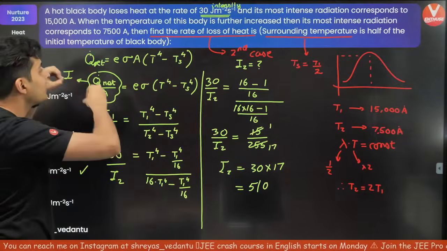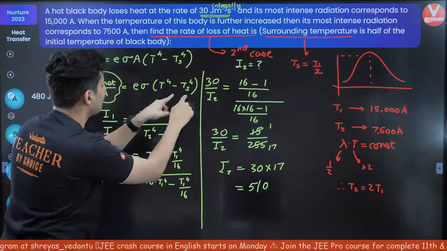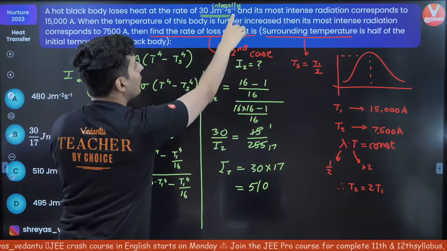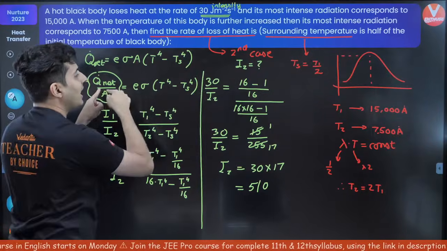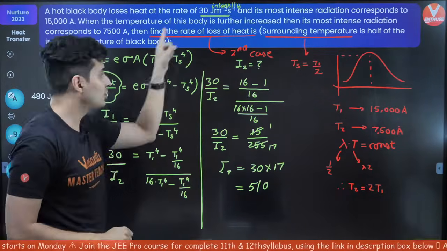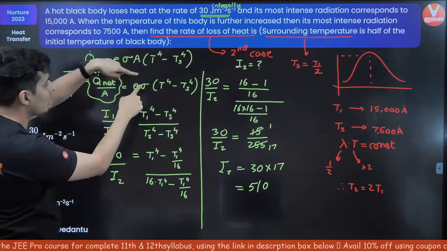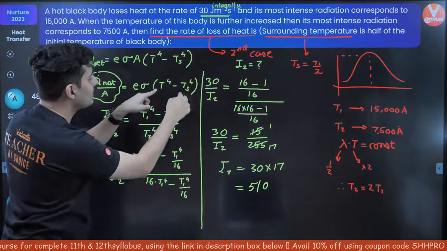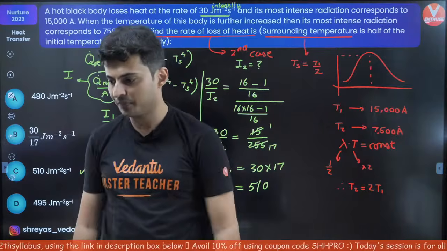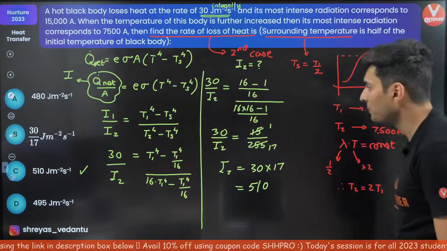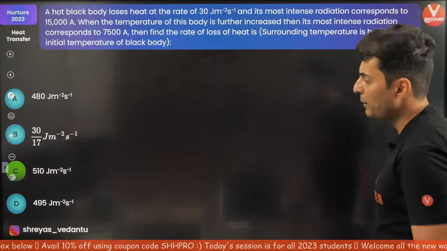The net heat emitted per unit time was given, so per unit area is just this value. I understood just by the look of the units that this is what has been given and this is what has been asked: joules per second per meter square. So I found the ratio of the intensity because I know E and sigma will cancel. You just cancel and solve the question. Understood? Great. Answer is 510 joules per second per meter square.